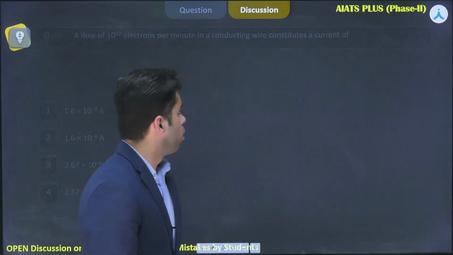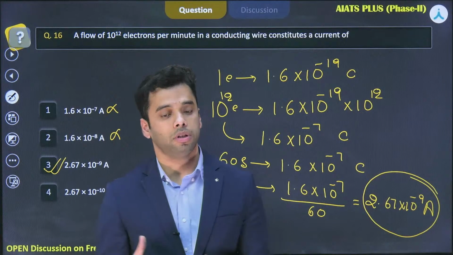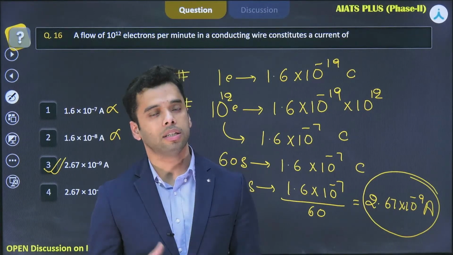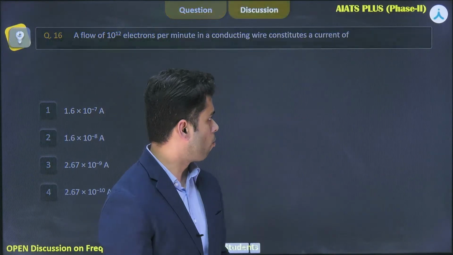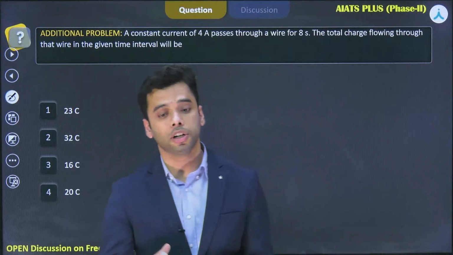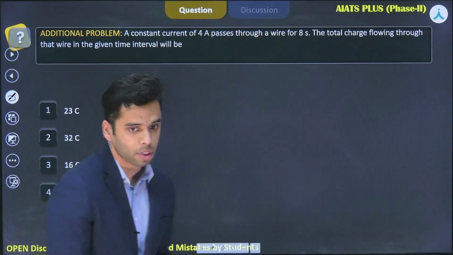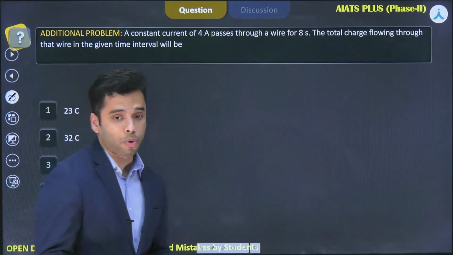Okay. So dear students, I hope I made this point clear on how to deal with such problems. Current is the rate of flow of charge. That is the basic concept that you need to utilize while solving the problem. Now let's move forward to another problem. And this is the additional problem based on the previous problem.